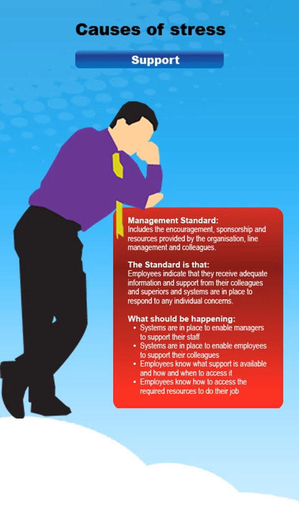What should be happening? Systems are in place to enable managers to support their staff. Systems are in place to enable employees to support their colleagues. Employees know what support is available and how and when to access it. And also, employees know how to access the required resources to do their job.